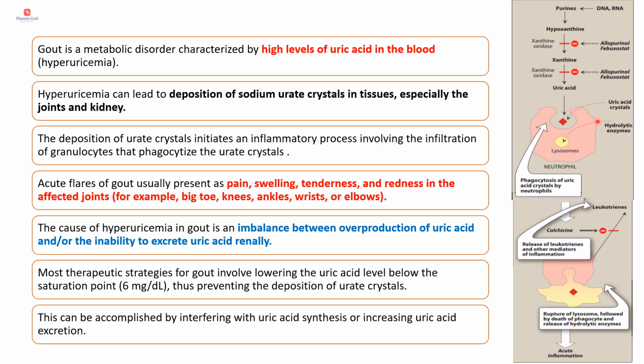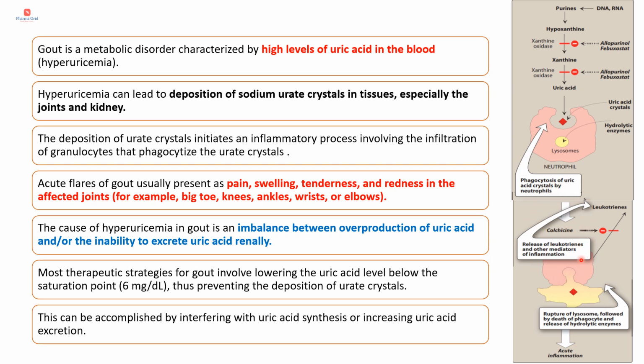Once the uric acid is produced, here you can see the phagocytosis of uric acid crystals by neutrophils, mainly the granulocytes. And inside you can see the lysosomes. The lysosomes mainly contain hydrolytic enzymes. Once after the phagocytosis, what will happen? There will be the release of leukotrienes and other mediators of inflammation. And this is the site where the colchicine acts.